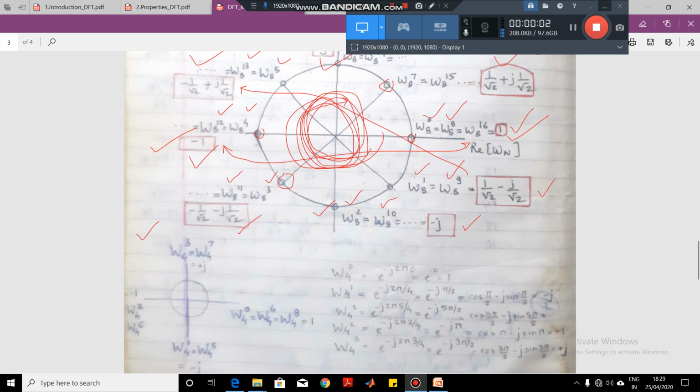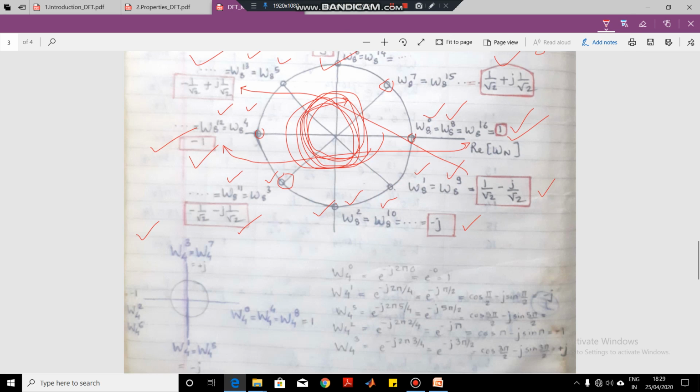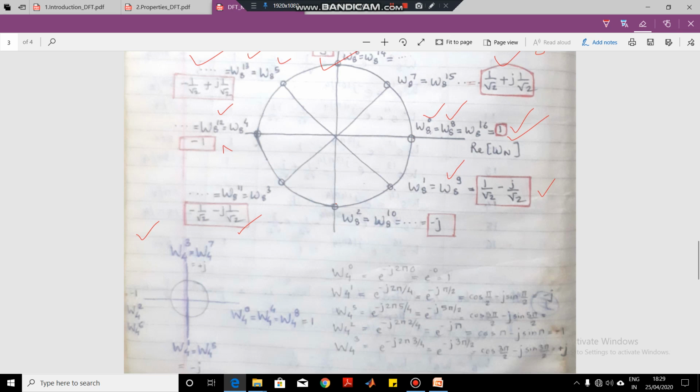Welcome back to this lecture on discrete Fourier transform. In this lecture, we are going to study the matrix method for computing the DFT. In the previous lecture, we had seen that in order to compute the DFT, we compute what we call a twiddle factor.